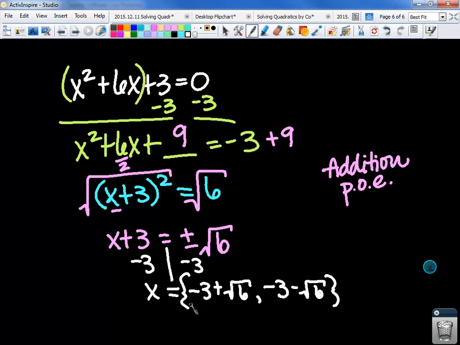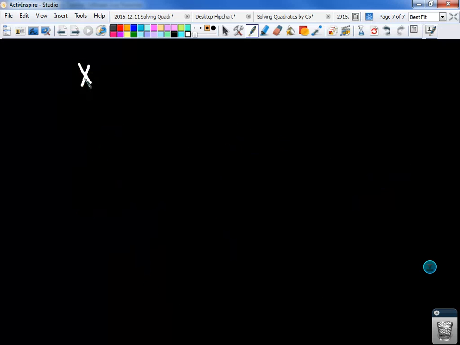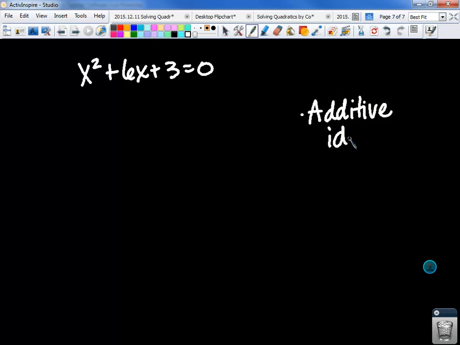I can also solve the same equation, but instead of using the addition property of equality, we could use the additive identity, which is adding 0. X plus 0 equals x. Anything plus 0 equals itself.